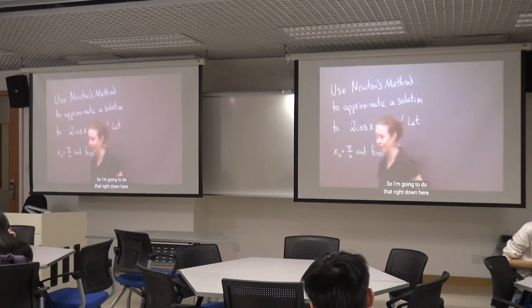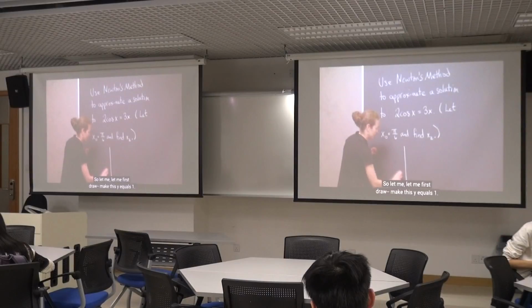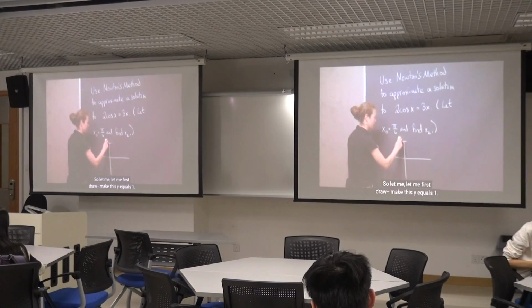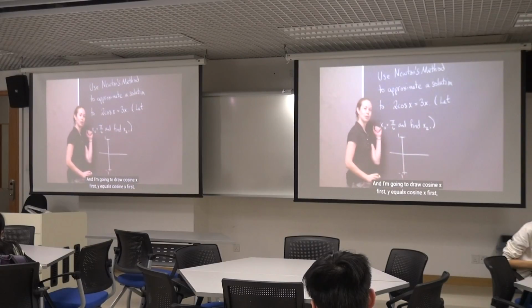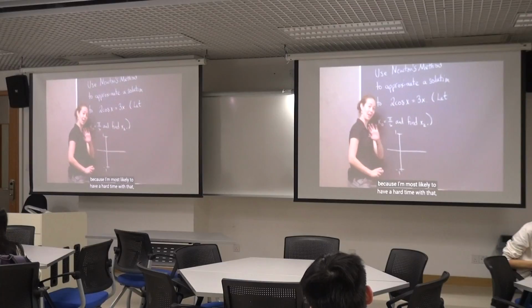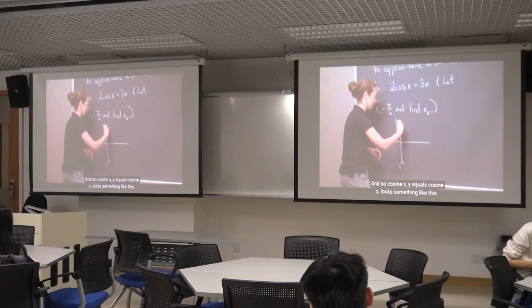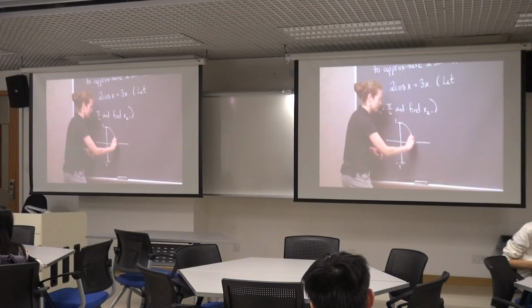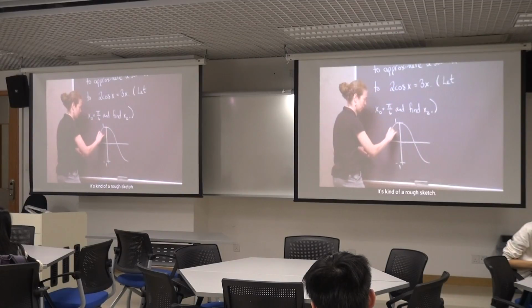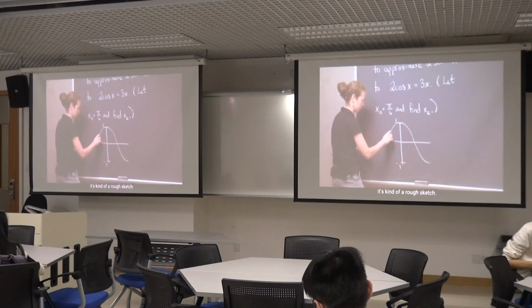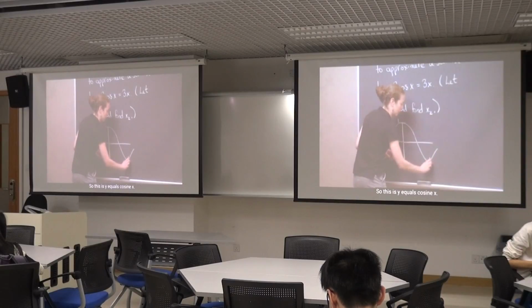I'm going to do that right down here. Let me first draw, make this y equals 1, make this y equals -1. I'm going to draw y equals cosine x first, because I'm most likely to have a hard time with that, and I'll do my x scale once I'm done. So y equals cosine x looks something like this. Maybe not the most perfect, but it's a rough sketch. That's pretty good. Something like this. So this is y equals cosine x.